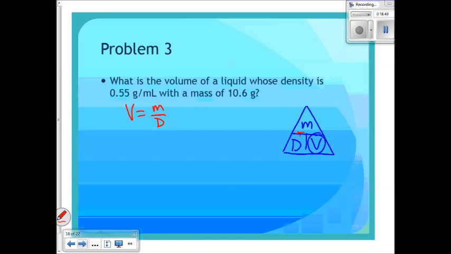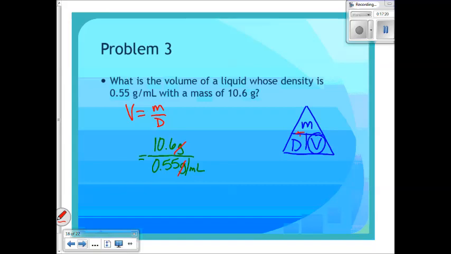Okay? Now we can plug in the numbers into their respective mass and densities here. So we have 10.6 grams being divided by 0.55 grams per milliliter. And you see the grams over the grams here are going to cancel. So we're going to be left with milliliters, which is a volume unit, which we want anyways. So let's get our calculator answer.